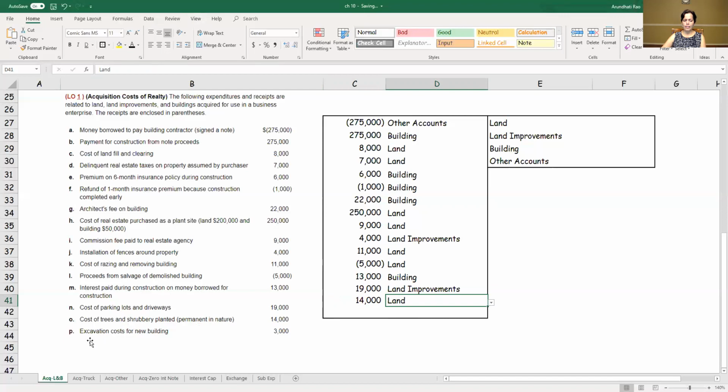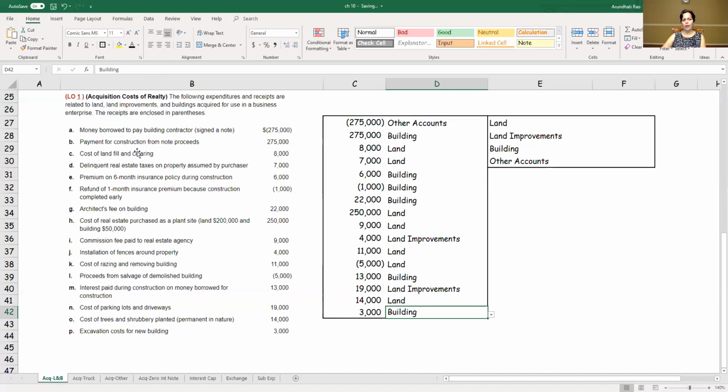And the last is excavation cost for new building. Okay, so this $3,000 cost, should it go towards land or building? Everything getting it ready for its intended use, that is to start the construction of the building, was going to land. So this one will go to building because I've started the excavation for the new building. Now this is a building cost, not a land cost.